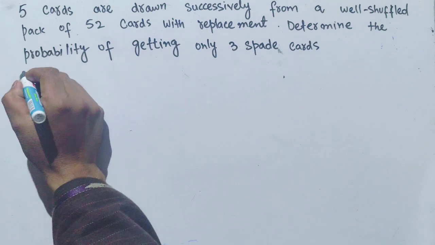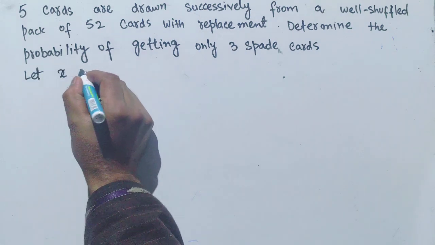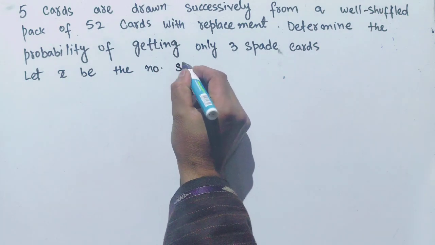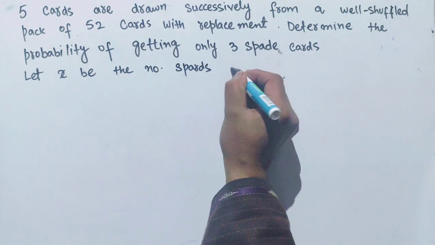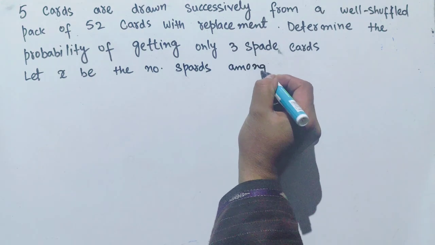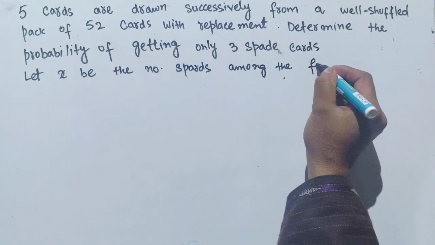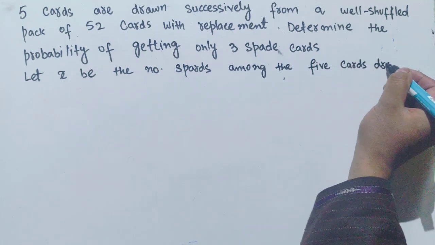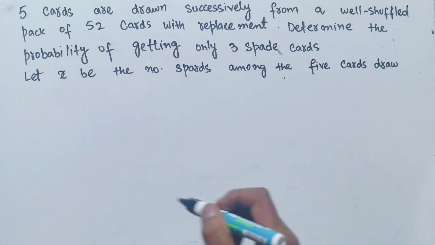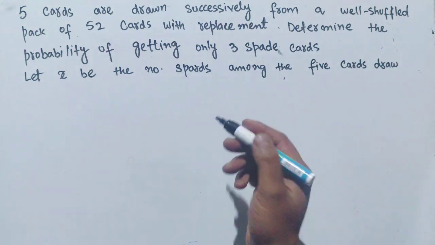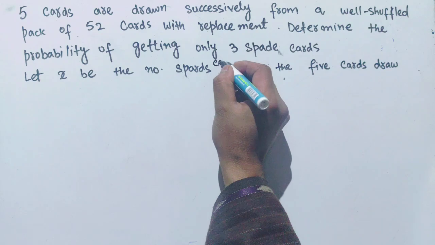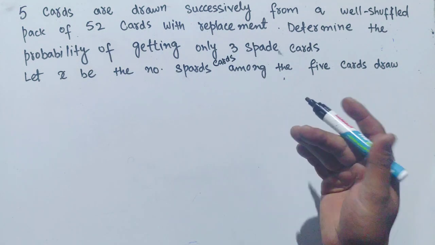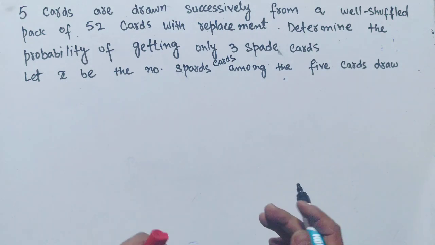Let us suppose, and let me write it here, let x be the number of spade cards among the 5 cards drawn. The cards that we draw, let us suppose x are the number of spade cards among them.